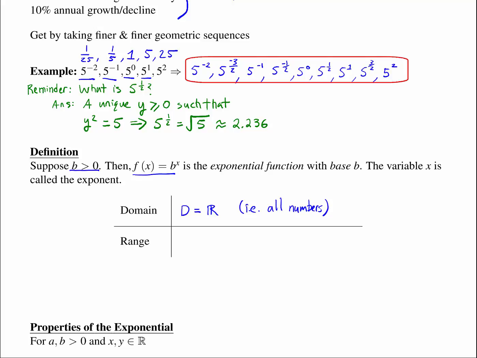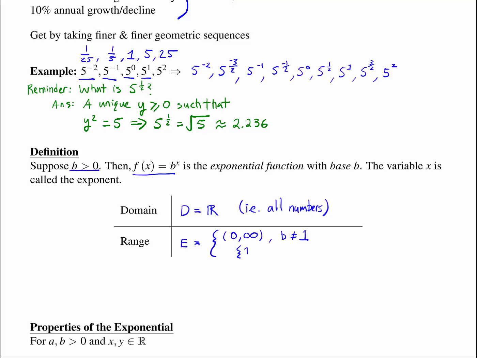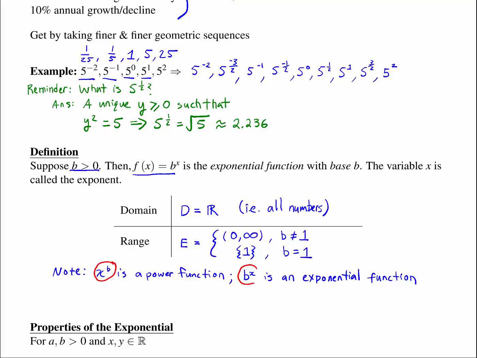In general, as we'll see by graphing, it will include all positive numbers with one exception, and that's when the base is 1. You take 1 to the anything, you just get 1 back. So the range is 0 to infinity, this open interval, if b is not 1, and just the single number 1 when b is 1. Now it's important to note that x to the b is not the same as b to the x. The former is just a power function, and the latter is this exponential function, what we're talking about. They're very different objects.